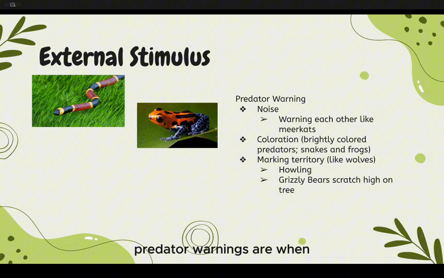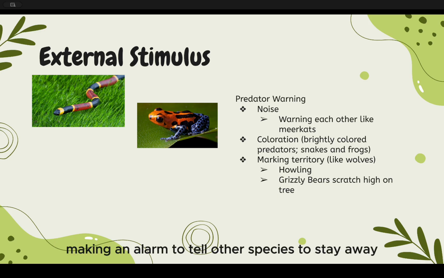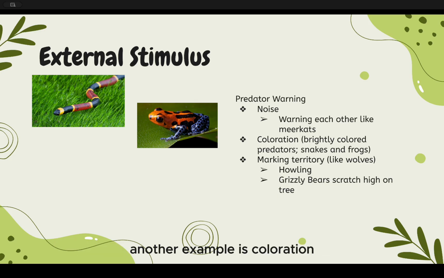Predator warnings are when a predator pretty much tells a species not to mess with it. Some examples of this are the noises that meerkats make, making an alarm to tell other species to stay away. Another example is coloration, for example in brightly colored frogs and snakes, which tell species that they are poisonous and not to be messed with. And those are the two examples you see on screen right now. And lastly, there's marking territory. For example with wolves by howling and peeing, and grizzly bears also do this by scratching high on trees.